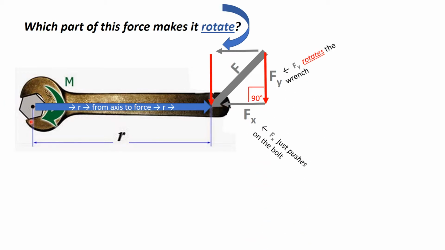And if you think about it, it's only this y piece. The y part of the force is what makes it rotate. And this is that 90-degree angle again showing up, and this is where we're going to have to look at cross products, because what we're really interested in is finding which piece of the force is perpendicular to that position vector, linking where the axis of rotation is and where that force is applied.